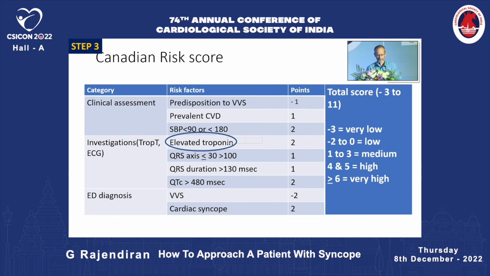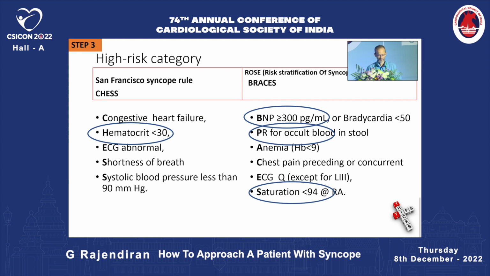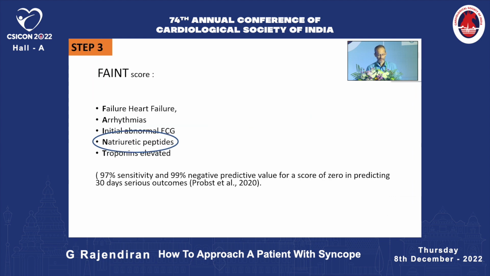There are few other acronyms which are available and easy to remember: CHESS, BRACES, and I think the easiest one to remember is FAINT. So these are all few steps to identify the prognosis of the patient with syncope.